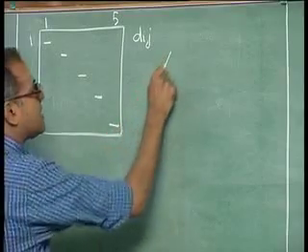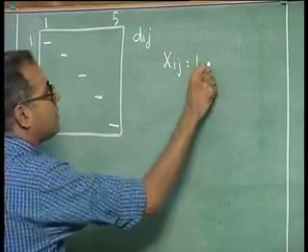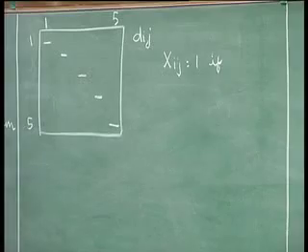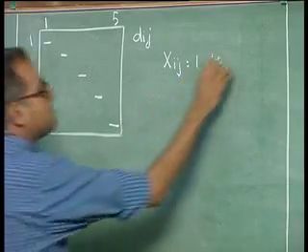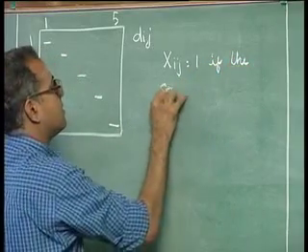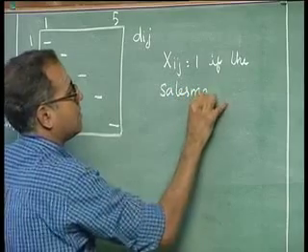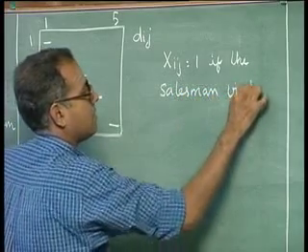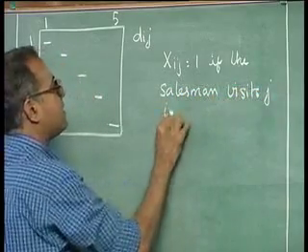Now, let us define xij equal to 1 if the salesman visits j immediately after i.